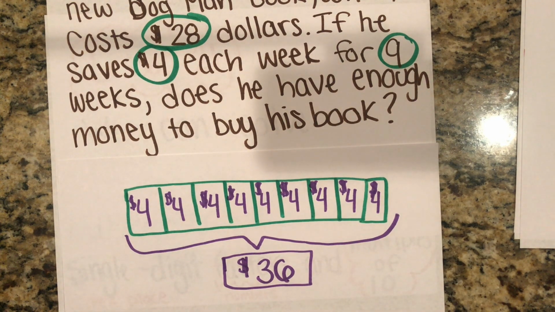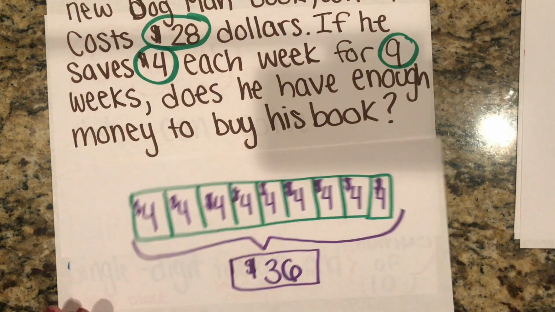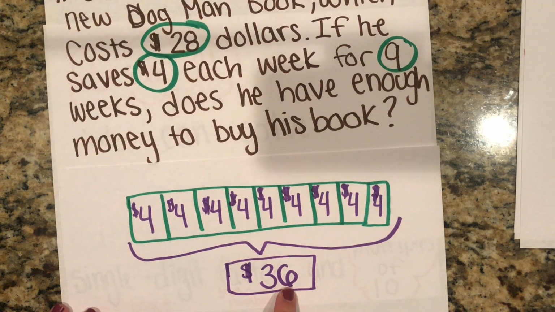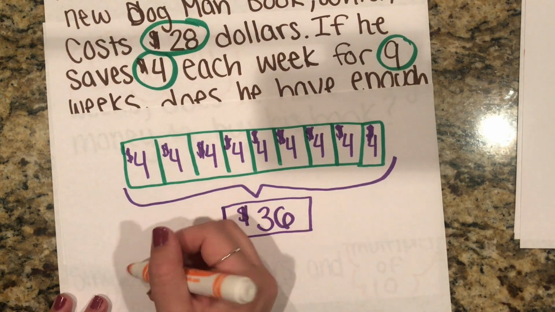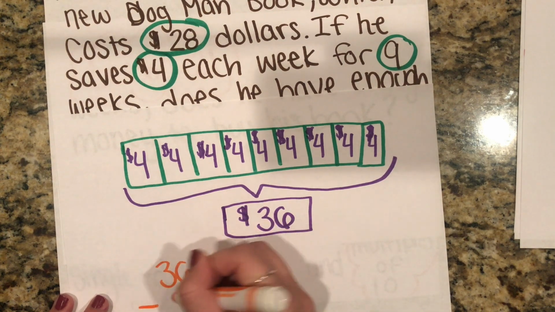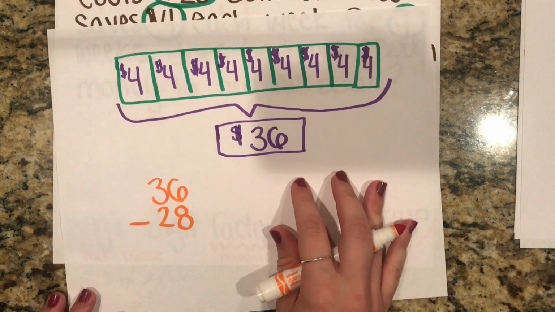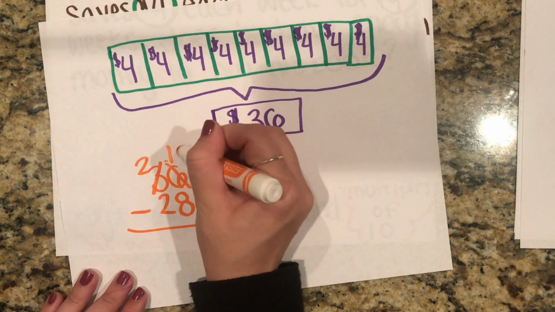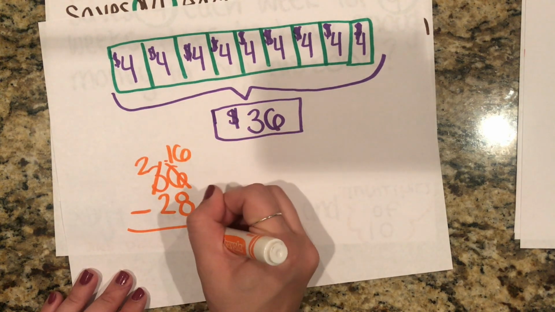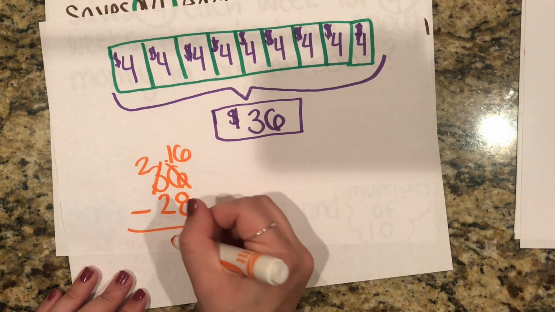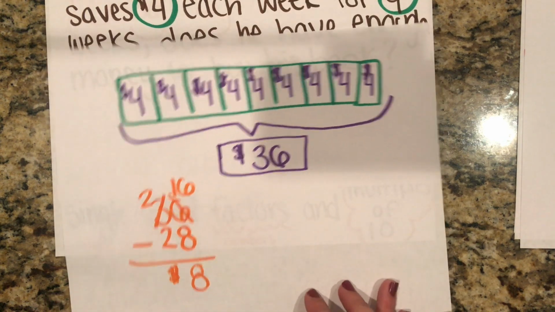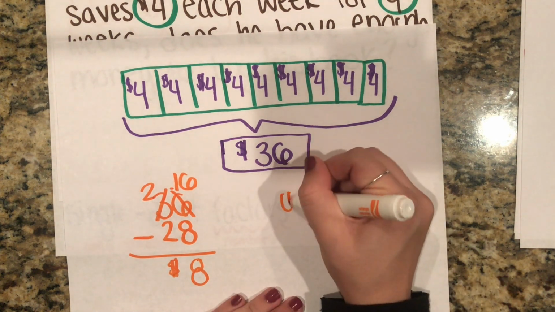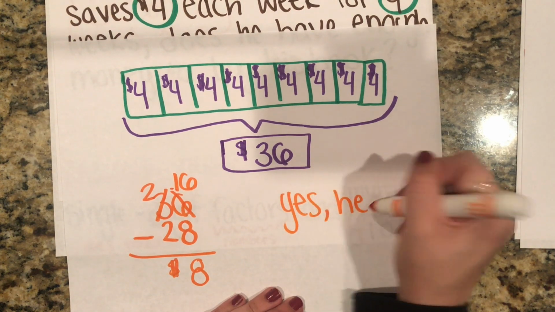And I know that his book costs $28. So in order to figure out if he has enough, I can see that 36 is more than 28. Or I can do 36 minus 28. And I'm going to have to borrow. And I know that 16 minus 8 equals 8. 2 minus 2 is 0, so he has $8 left over. He has more than enough money to buy his Dogman book. Okay? So I can say, yes, he has enough.